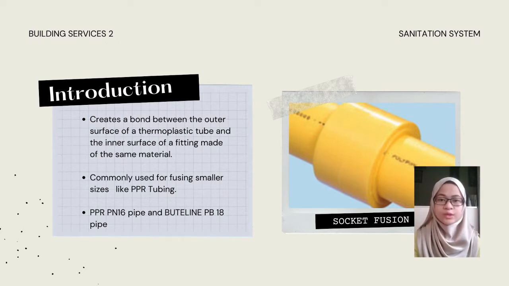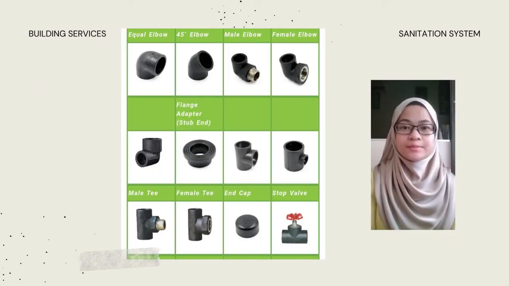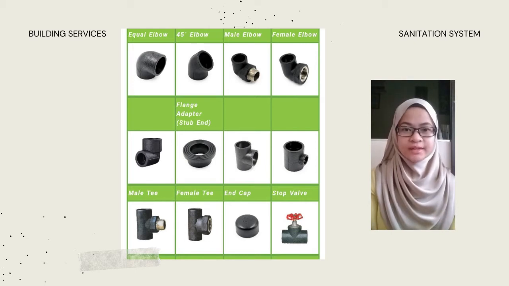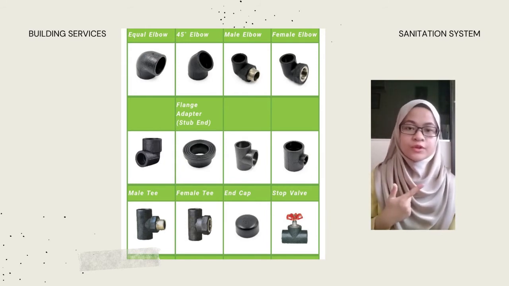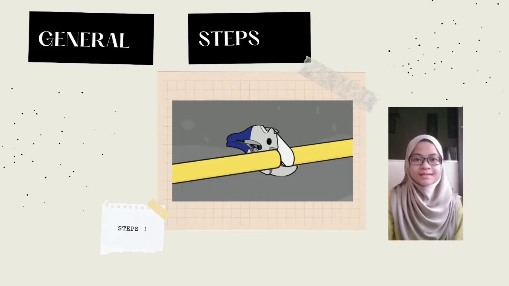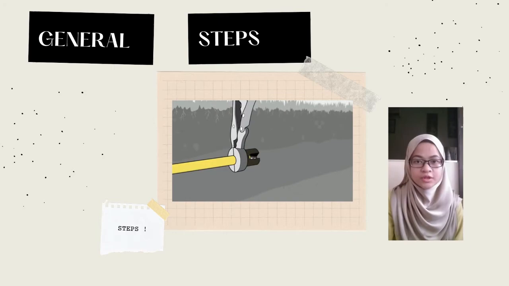In our layout drawing, it can be used for PPR PN16 and polybutylene PB18 pipe. This table shows the types of socket fusion. Usually, we have equal elbow, 45-degree elbow, and multi.